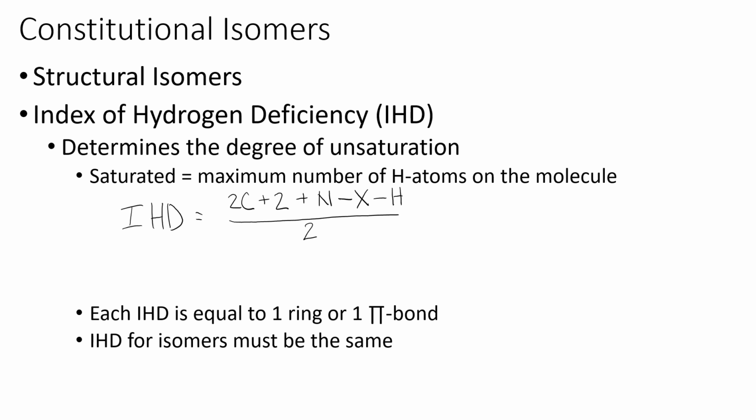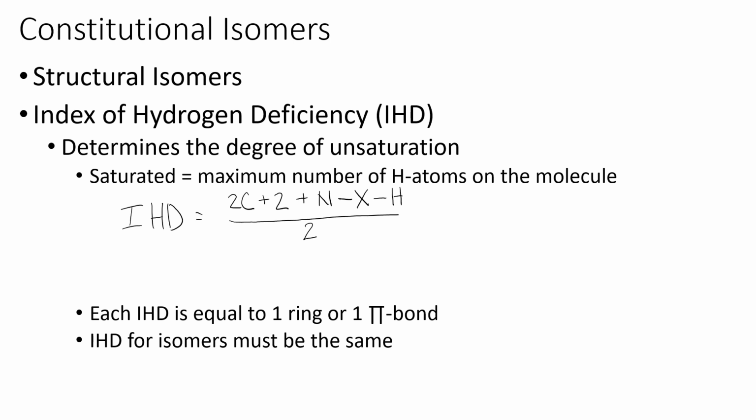So if I do my calculation and I get a value of 0, it means I have a saturated structure. There are no pi bonds and there are no rings within our structure. If I do my calculation and I get a value of 1, it tells me that I have either a ring within my structure or I have 1 pi bond, which would mean 1 double bond within my structure.